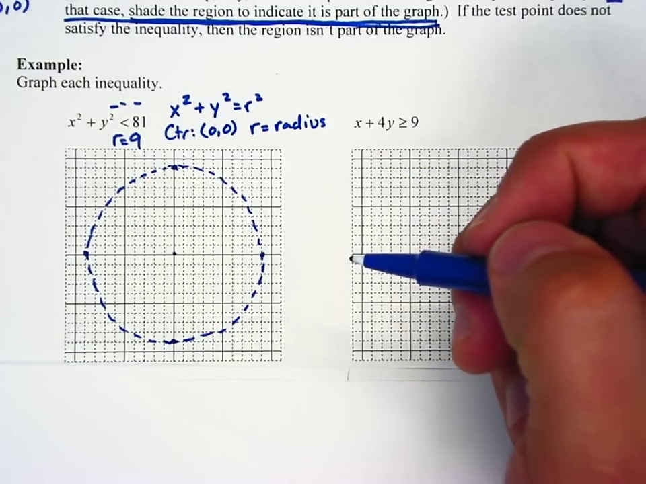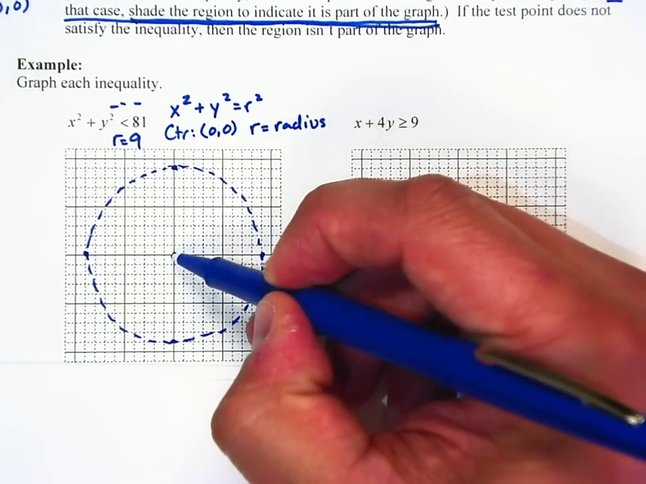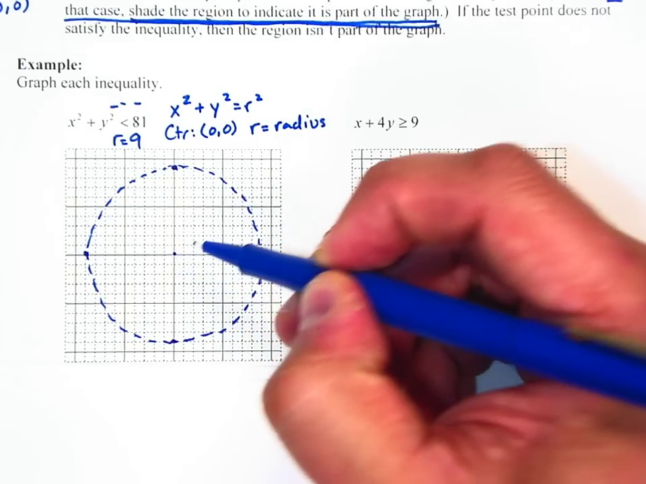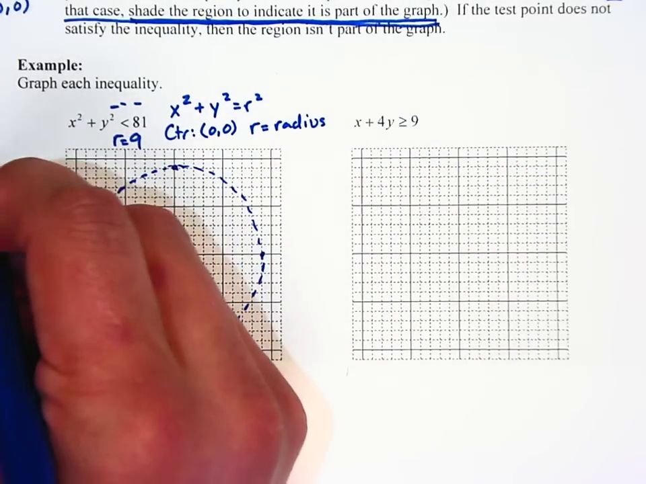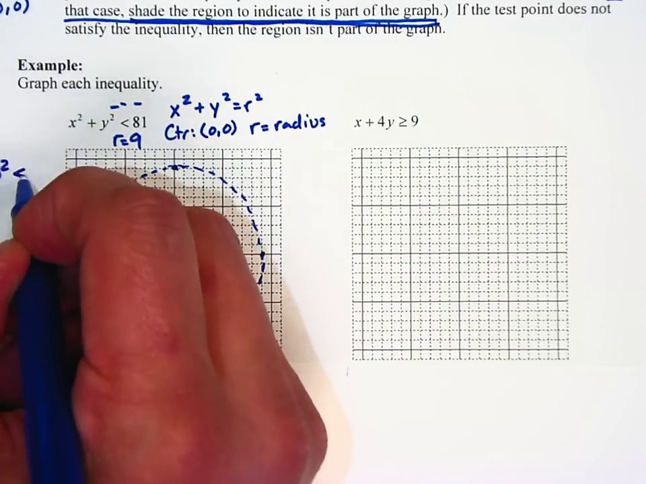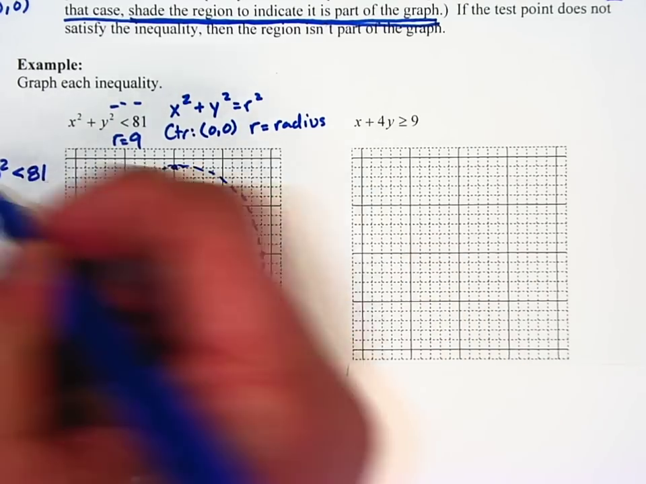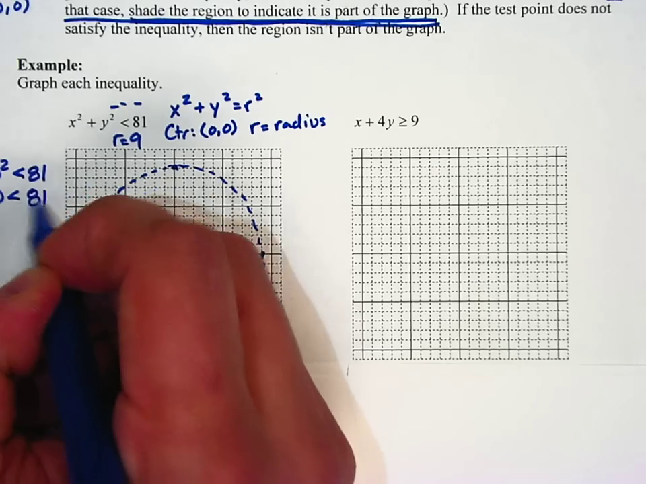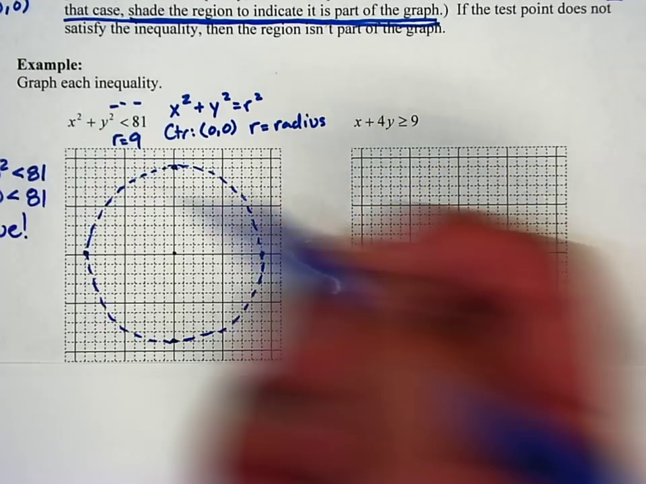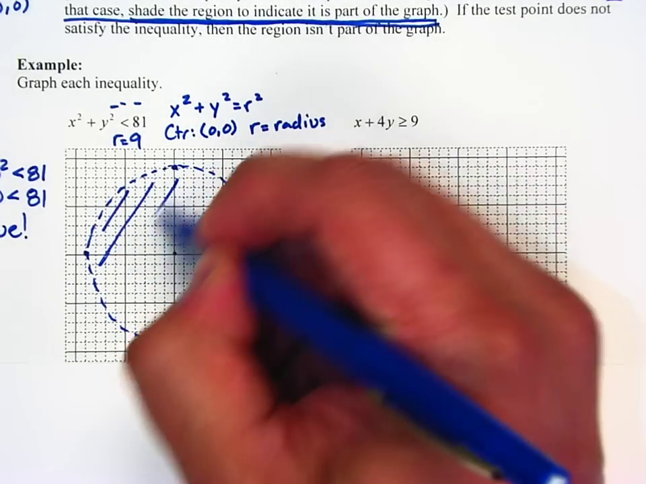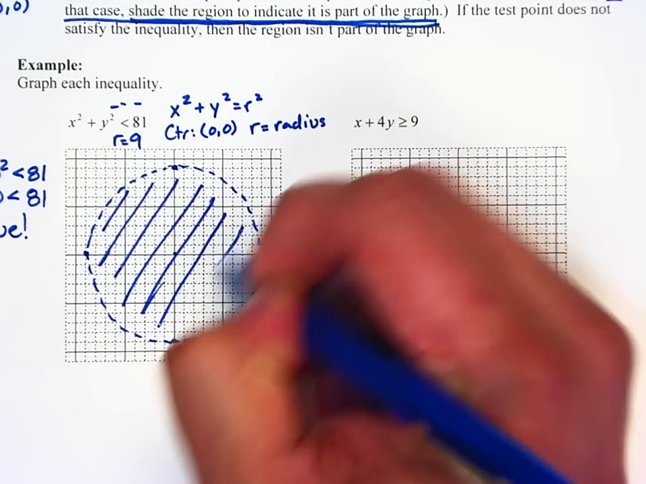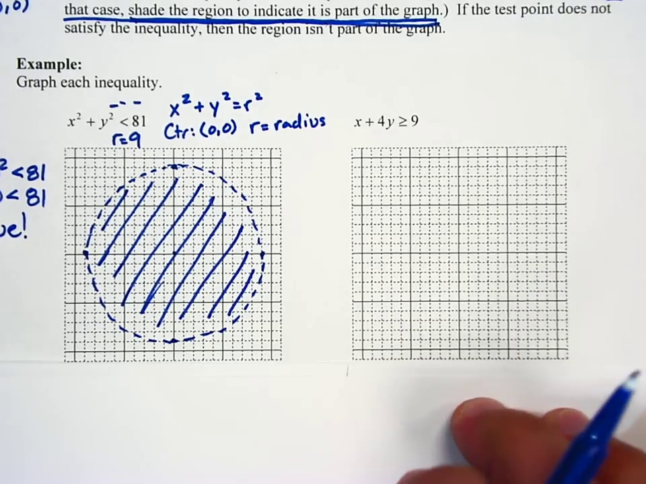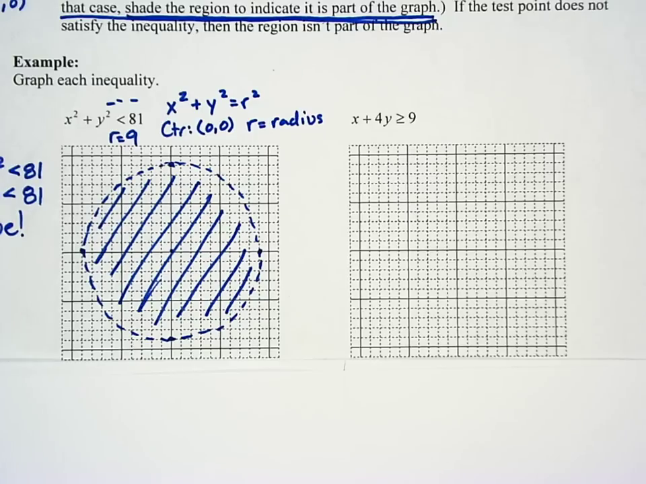And then I'm going to pick a test point. I'm going to choose right here, the center, which is 0, 0. If I plug that into the equation, I get 0 squared plus 0 squared is less than 81. 0 is less than 81. That makes it true, which is good, and that means I'm going to shade the inside of that circle. Those points in the shaded region represent the solution. And so now I've shown all the solutions to x squared plus y squared is less than 81.